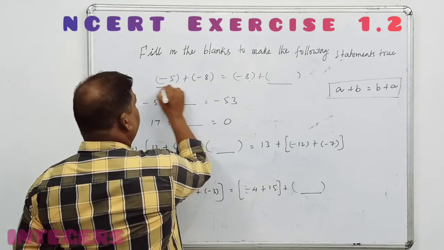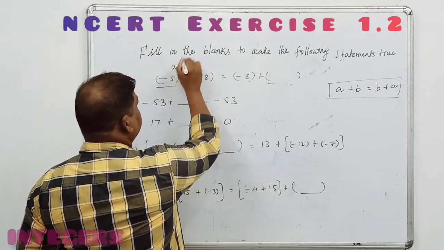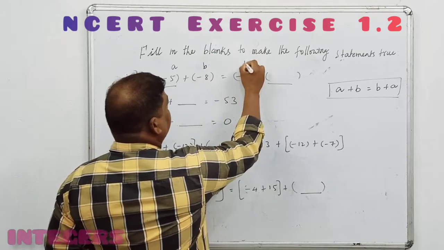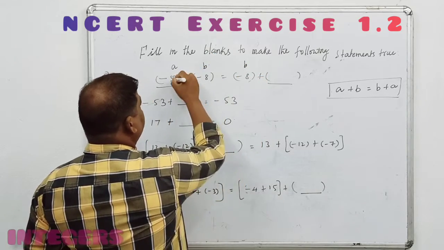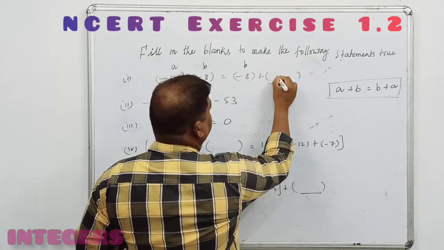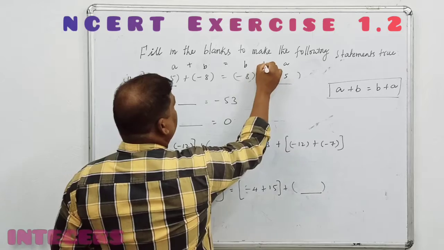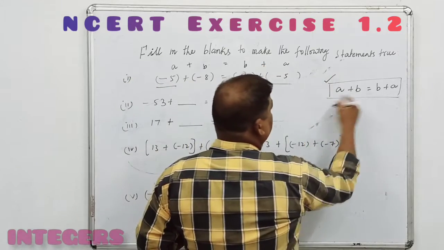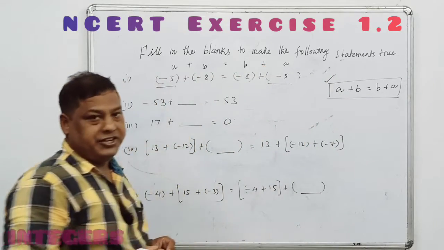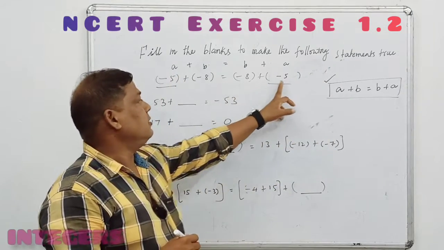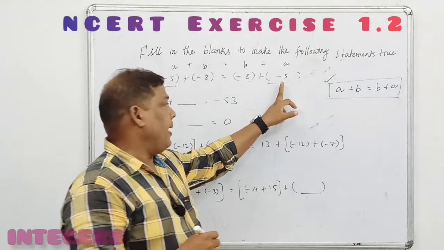Here minus 5, let us take this as A, and this is B. So B is equal to minus 8, and A will be minus 5. That means A plus B is equal to B plus A. So it is the commutative property under addition of integers. Here we have to write minus 5.